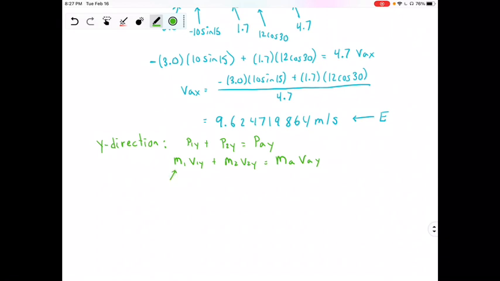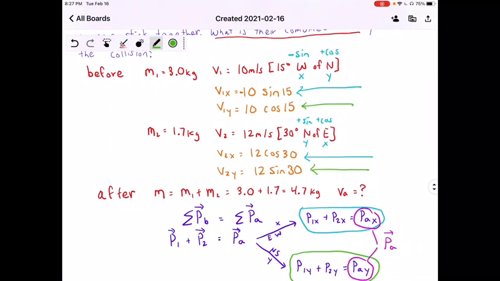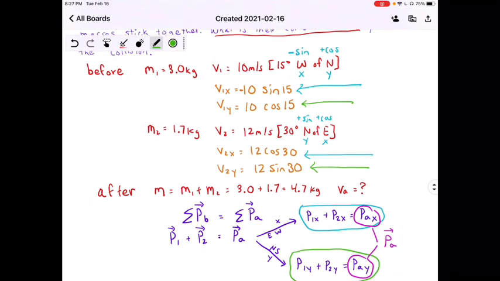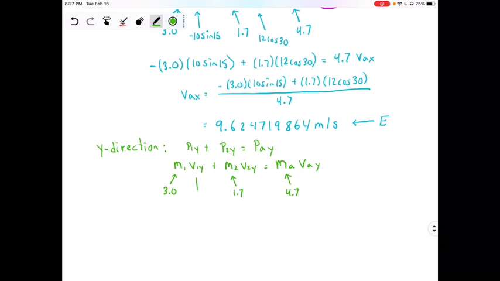We know that mass 1 is 3.0 kilograms and mass 2 is 1.7. And the after mass is the two masses combined, which is 4.7. And we have the components. The component in the y direction of the first one is 10 cos 15. Note that this one is positive now because the y direction is north for the first velocity, and north is a positive direction. It's just the x component that got the negative on that one because the x direction was the west.